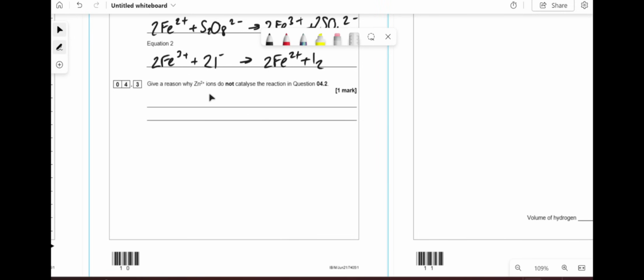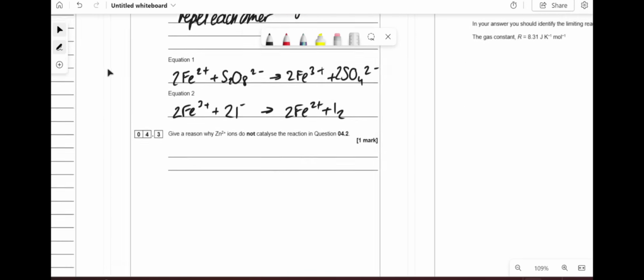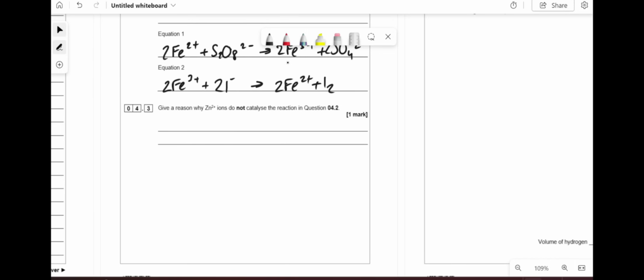And it says, give a reason why Zn2+ ions do not catalyze the reaction in this question. Well, obviously, we could say it has a full d shell, and so on, but that doesn't really explain why this actually happens. The reason is because we've got variable oxidation states. You've got 2+ and 3+, so there's more than one oxidation state. Zinc only has one oxidation state, so it couldn't do this. It would just be Zn solid and Zn2+. You can't have Zn3+, so this just wouldn't work. So zinc ions only have one oxidation state.